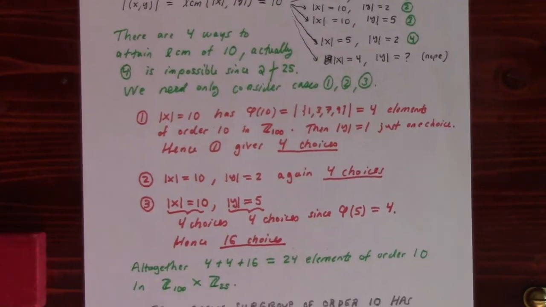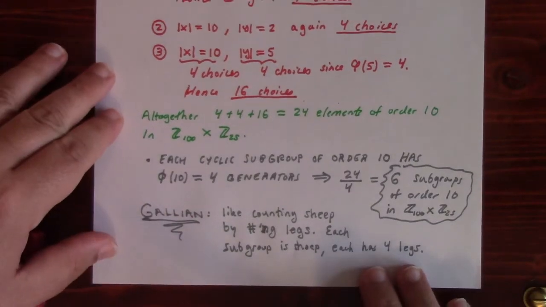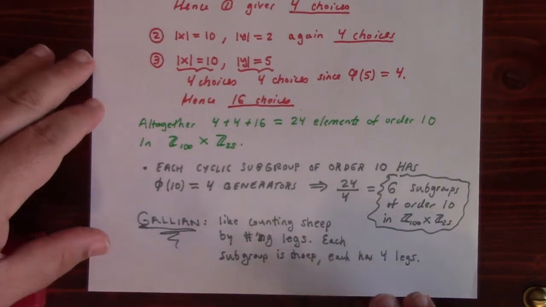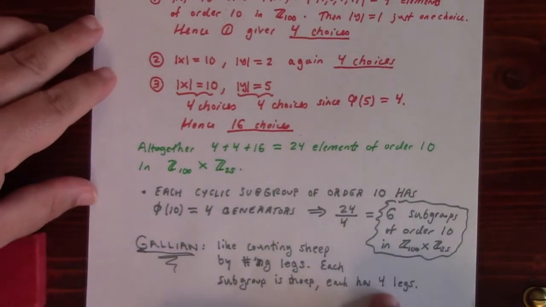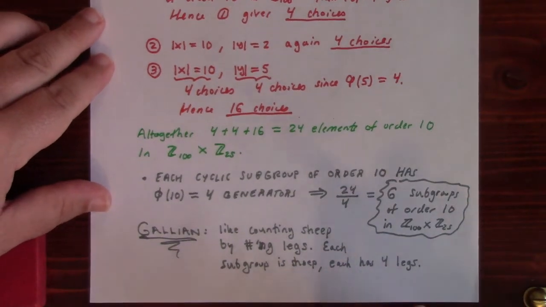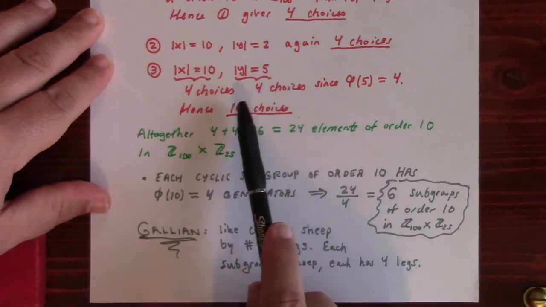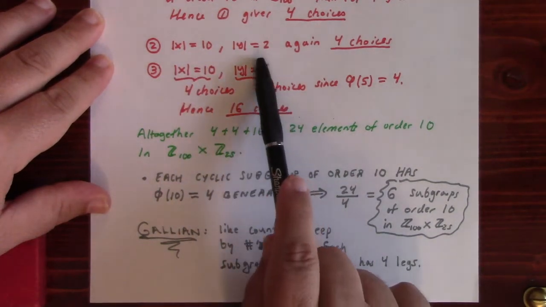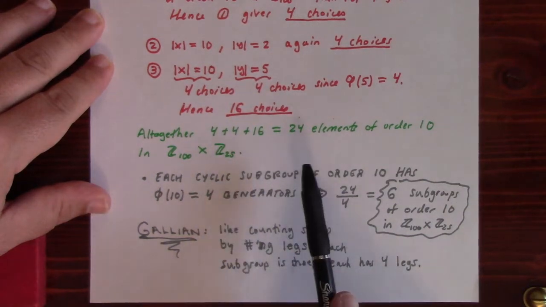Case 3. The order of x is 10, and the order of y is 5. Well, that's more interesting. 4 choices. Phi of 10 is 4. Phi of 5 is also 4. So we have 4 times 4, 16 choices in case 3.